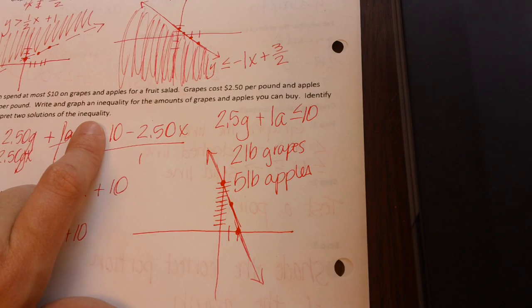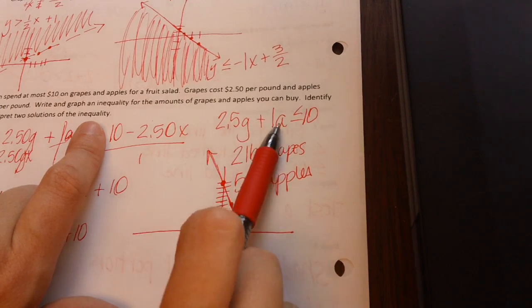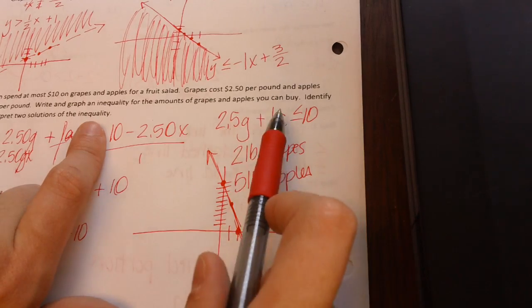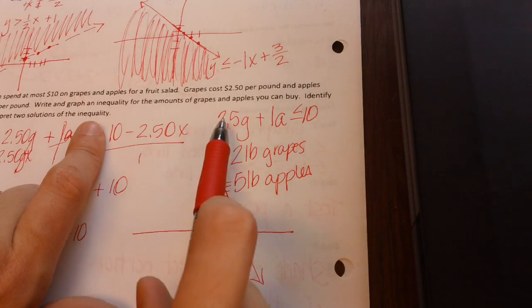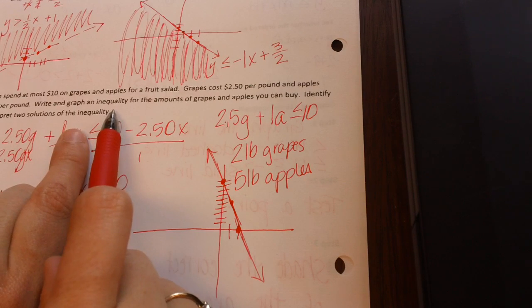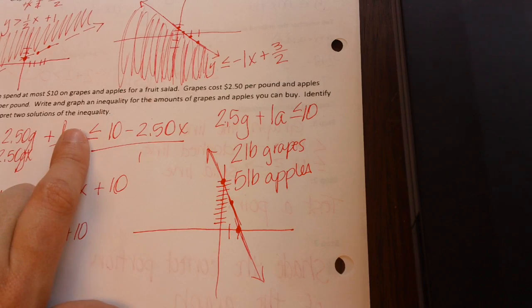One of the safest ones is normally 1 pound of each item is going to come in under the price tag. Or 10 pounds of apples, or 4 pounds of grapes. So you can identify any two solutions that you'd like.